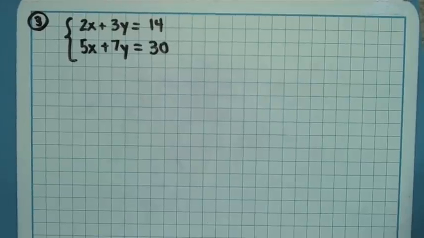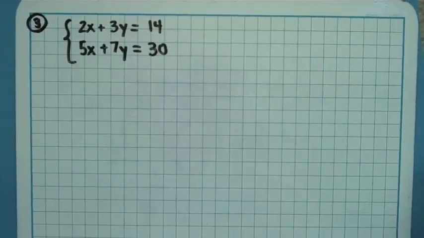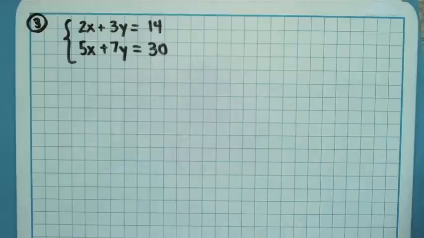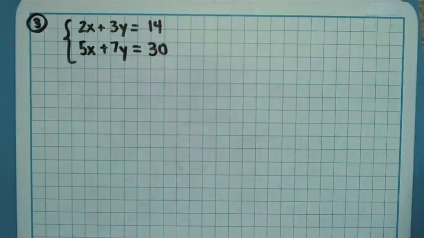So if I'm looking at my problem right here, I'm going to look at it and decide, do I want my x's to cancel or do I want my y's to cancel? So right now, my x's have a 2 and 5 as their coefficients. So I need to think of something that 2 and 5 both go into if I want to cancel those. I could do the same thing with the y's, think of something that 3 and 7 go into. I'm going to go with my x's though. 2 and 5 both go into 10.